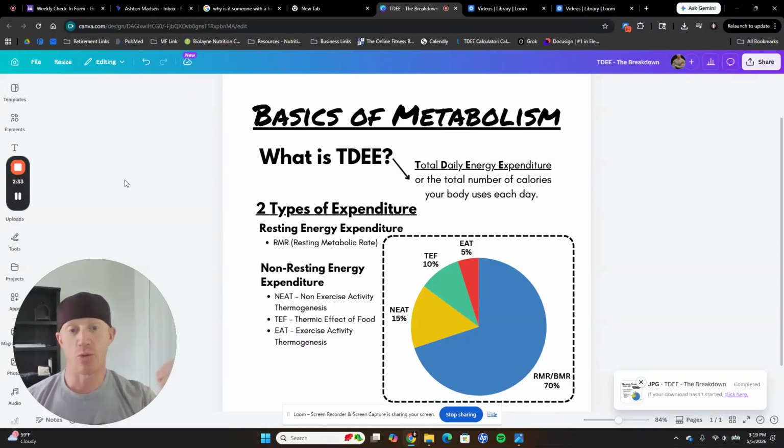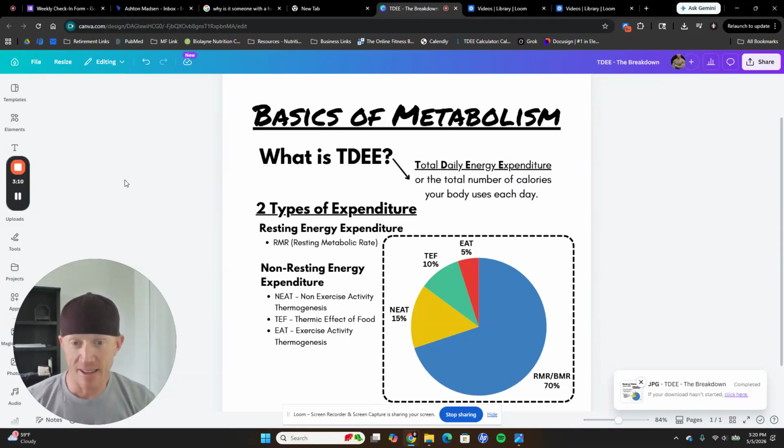So the next one is the thermic effect of food, or TEF. So the foods that we're putting into our body actually burn calories as they're being digested. So this is another big reason why we prioritize protein so much, is because protein is a food that requires more energy to be digested. Not only does it play a huge role in muscle growth and recovery and stuff like that, but it also plays a role in increasing our overall metabolism on a daily basis.